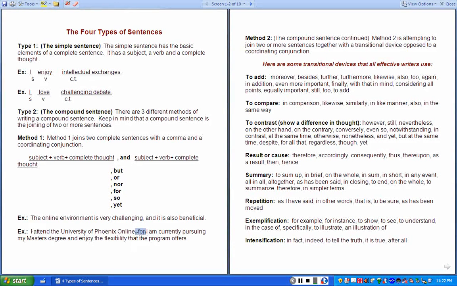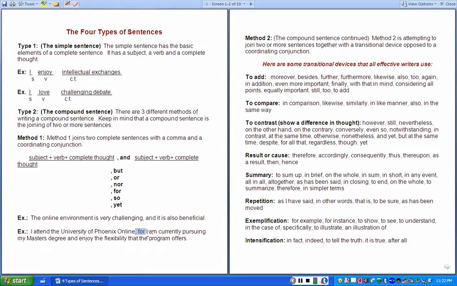For, comma plus for. Remember, that's a signal. So when you see the comma and the for, I better see what? A sentence to the right. If I don't see a sentence to the right, we have a problem. So let's take a look at what's happening after the word for. I am currently pursuing my master's degree and enjoy the flexibility of the program. It's just a longer, extended, complete thought.